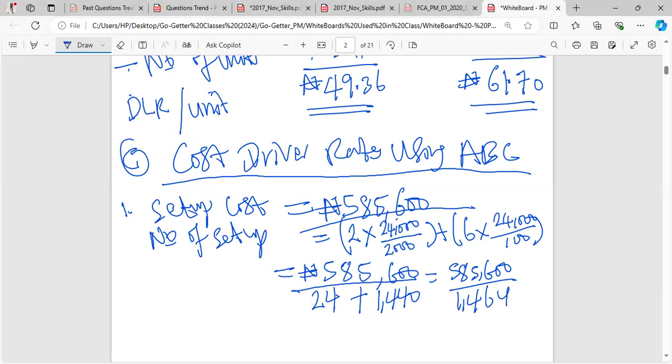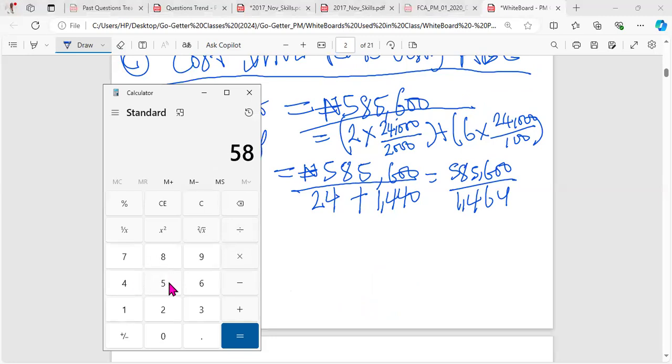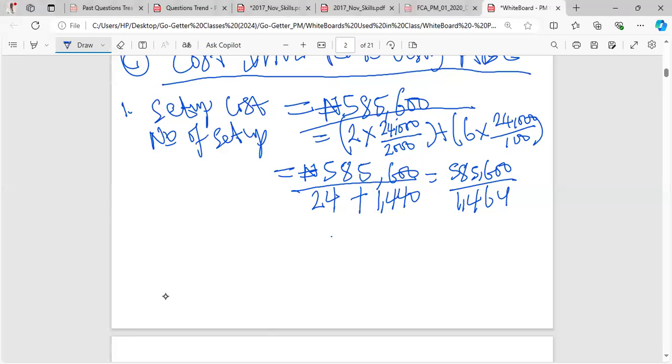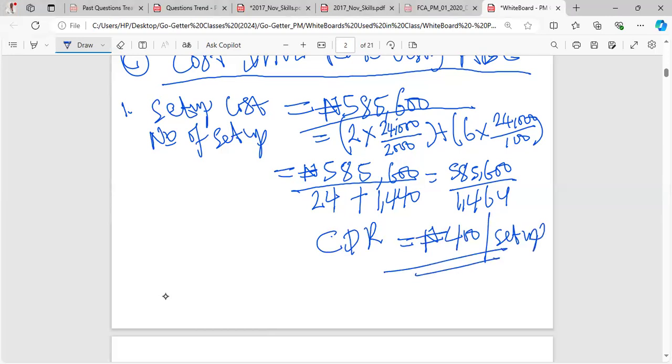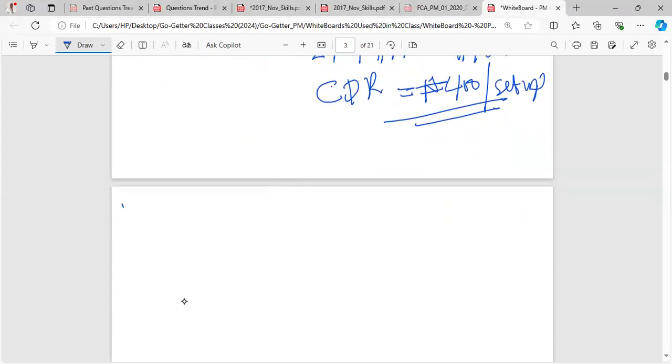Now if I were to further divide this, I will say 585,600 divided by 1,464. And that will give me 400. That's my cost driver rate. So the CDR is 400 per setup. Now that's one of it. We'll go to the next one here. Number 2.